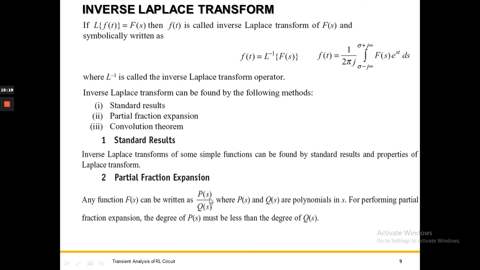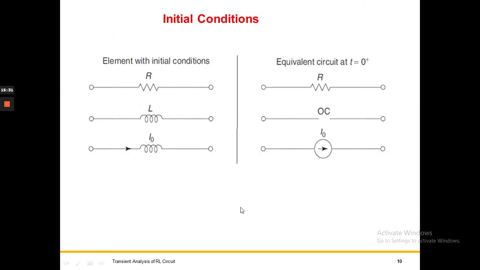In some cases it will be a ratio of polynomials. Okay. After manipulation, it is a ratio of polynomials. Then make it into partial fractions, different terms with known results, and take the inverse Laplace transform. Okay. Let us see the initial conditions of the inductor, capacitor, etc.